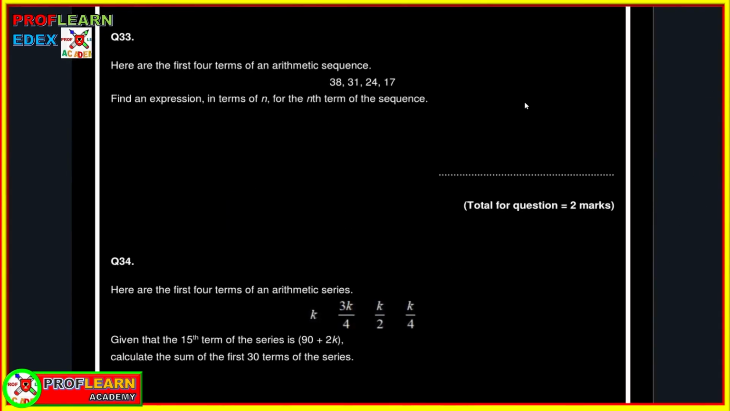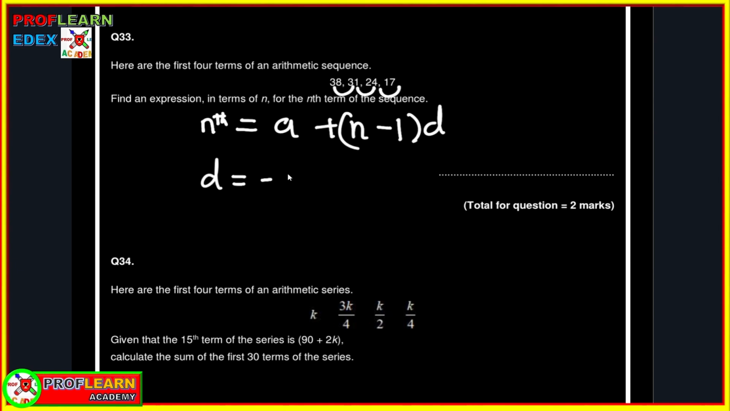In question number 3, we are told that here are the first 4 terms of an arithmetic sequence: 38, 31, 24, 17. We can note that this is a decreasing sequence. The nth term is usually given by this formula. So we need to know the common difference. The common difference is going to be equal to -7, because if you take 31 minus 38, that is -7.